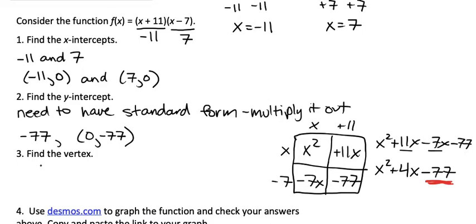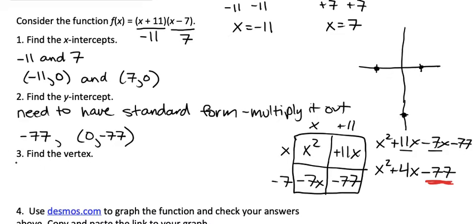Now we want to find the vertex. So to find the vertex, the vertex is always going to be in the middle of the two x-intercepts. So on my graph, it's going to look something like this, where I have an x-intercept at negative 11 and another x-intercept at 7. My y-intercept is way down here at negative 77. So my vertex is halfway between these two x-intercepts.